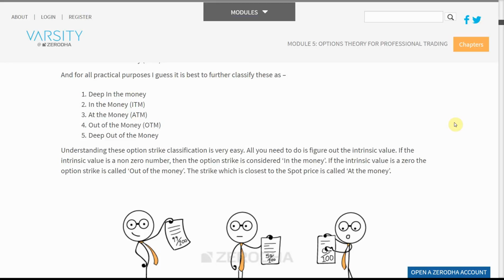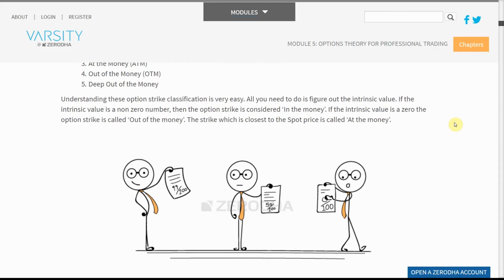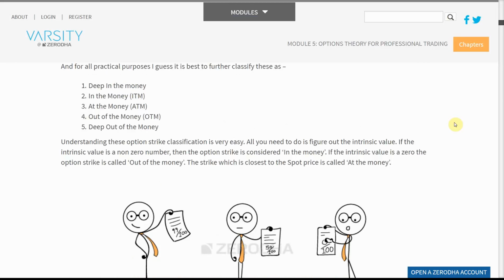Understanding these option strike classifications is very easy. All you need to do is figure out the intrinsic value. If the intrinsic value is a non-zero number, then the option strike is considered in the money. If the intrinsic value is 0, the option strike is called out of the money. The strike which is closest to the spot price is called at the money. Let us take up an example to understand this well.